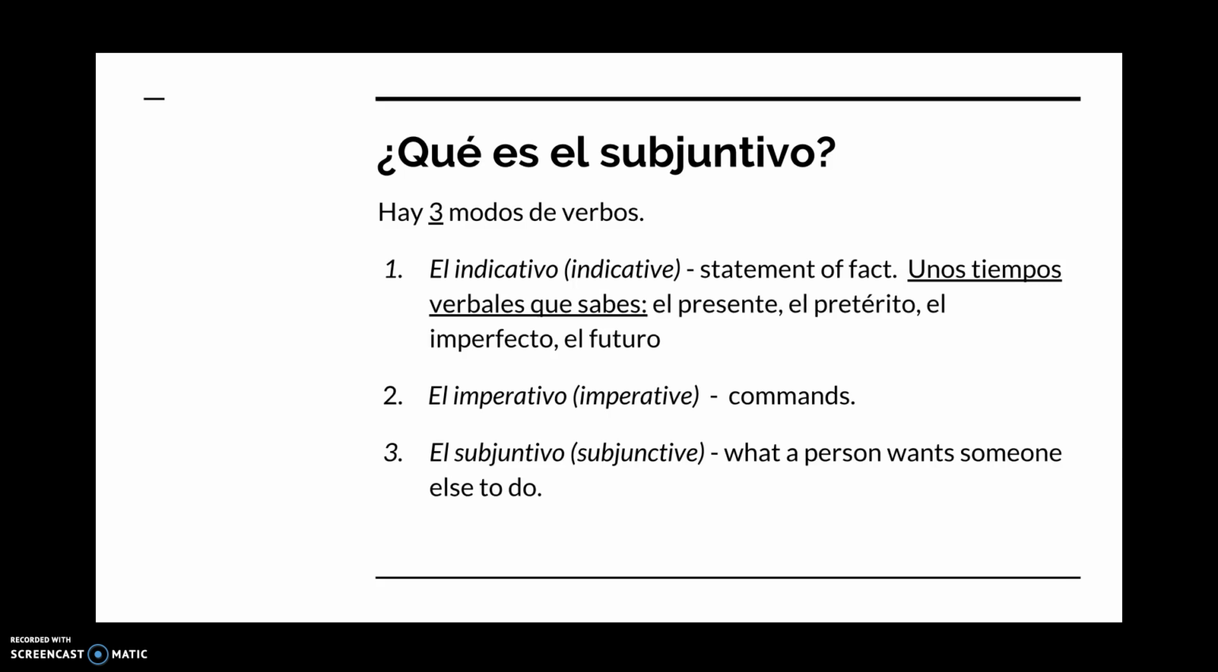So a few verb tenses that you know, unos tiempos verbales que sabes, that have to do with the indicative are el presente del indicativo, so that's the regular present tense that you've been using since 6th grade, el pretérito, el imperfecto, y el futuro.